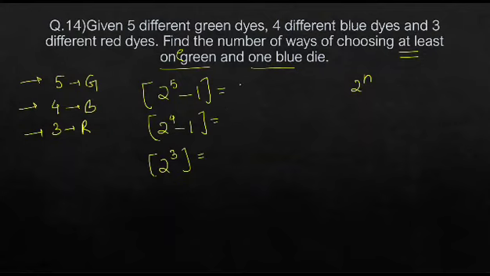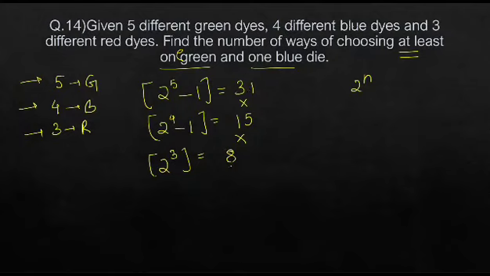Now after solving these, we'll get 31, this will be 15, and this will be 8. Now we need to multiply these three. Why multiply? Because it is an AND case, right? We have to select the number of ways of selecting green dice. It comes out that there are 31 ways of selecting according to the number.